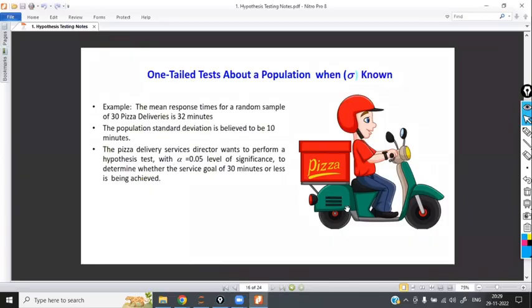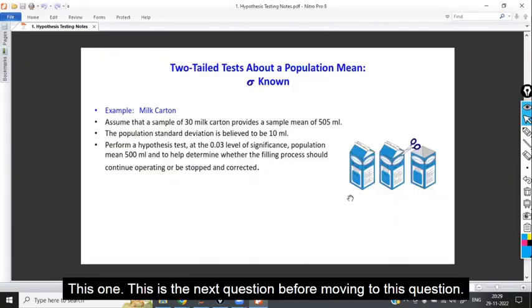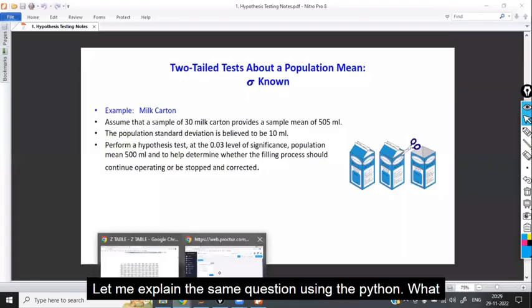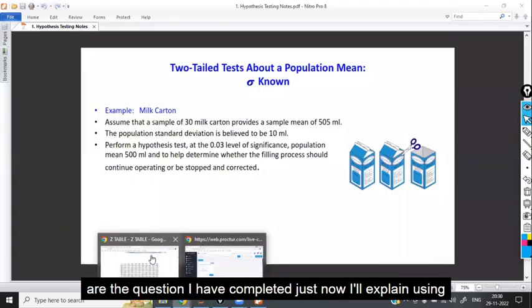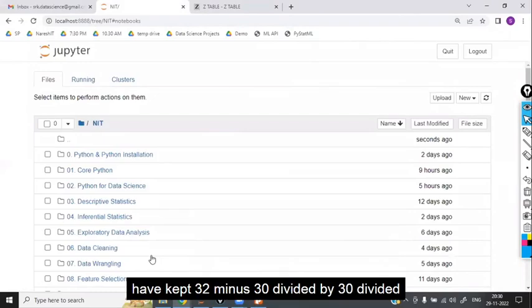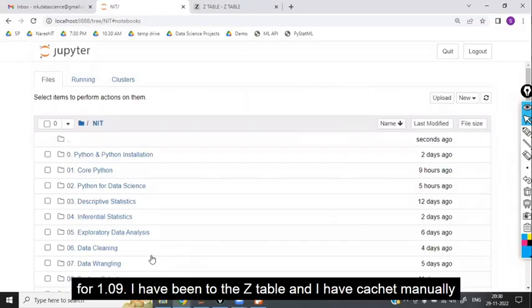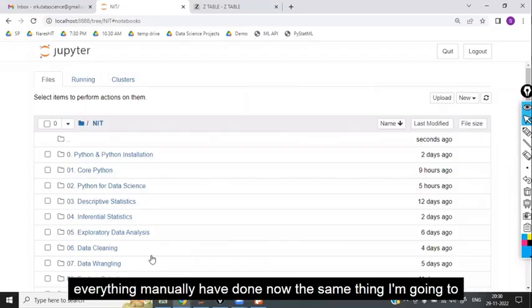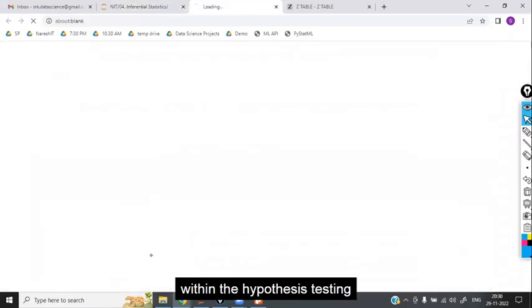Right? Now, this is the next question. Before moving to this question, let me explain the same question using Python. Whatever question I have just completed, I'll explain using Python. I have shown you how to calculate manually. Manually, I put 32 minus 30 divided by square root of 10, and calculated 1.09. And for 1.09, I went to the Z table and calculated manually. Everything manually I have done. Now the same thing I'm going to do in coding, within the hypothesis testing.